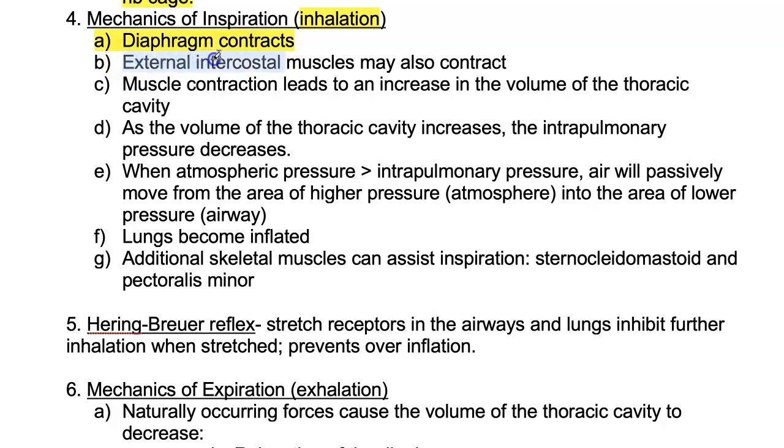And there are other muscles that could contract too, like the external intercostal muscles, which are the small muscles in between the ribs, or sternocleidomastoid, which could elevate the thoracic cage. But at any rate, muscle contraction is going to increase the volume of the thoracic cavity. And when the volume of the thoracic cavity increases, the intrapulmonary pressure, or the pressure inside of the lungs, will decrease. And what we need is, if that pressure decreases below atmospheric pressure, that's all we need. Then air is going to move from the atmosphere, the higher pressure, into the lungs, the lower pressure. Okay, air will move passively from the area of high pressure into the area of low pressure. The lungs become inflated, and that is inhalation.